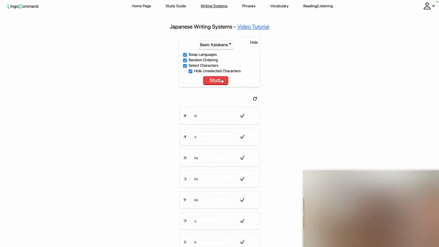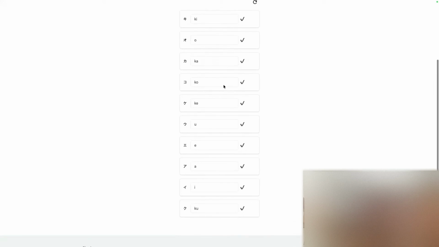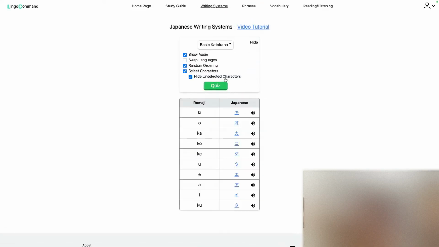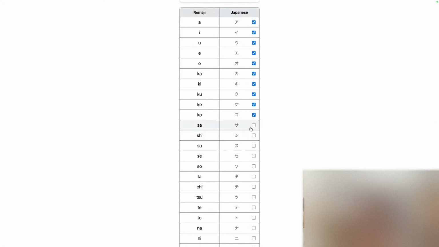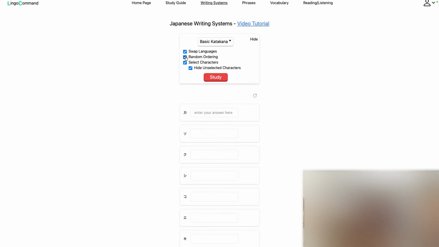Now, of course, the more characters you add, the harder it is to distinguish these, because when I'm doing the quiz, I know that there are just 10 options: A, I, U, E, O, Ka, Ki, Ku, Ke, Ko. So when we add the next 5, it gets increasingly more difficult the more characters you add. But that's okay. We're here to study. So Sa, Shi, Su, Se, So. We're going to hide the unselected characters. I'm going to apply random ordering.